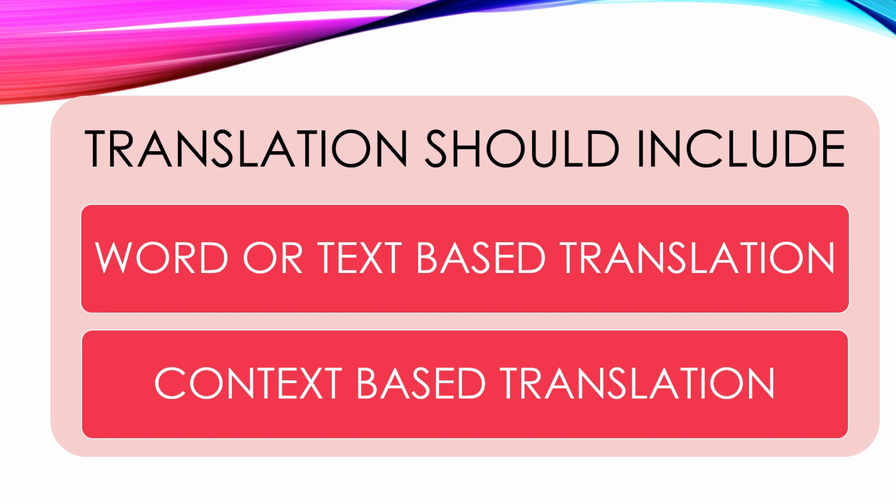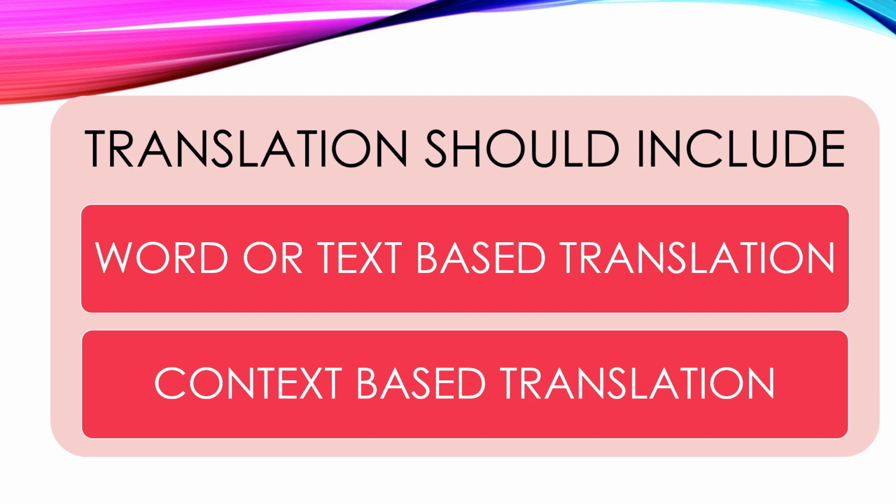Translation should generally include two aspects. One is the translation of each and every word of the text, or you can simply call it as word or text based translation. And the second is context based translation, wherein each and every context has to be taken into consideration before translation. In case of word or text translation, each and every word is translated.